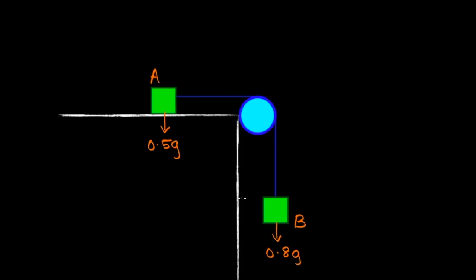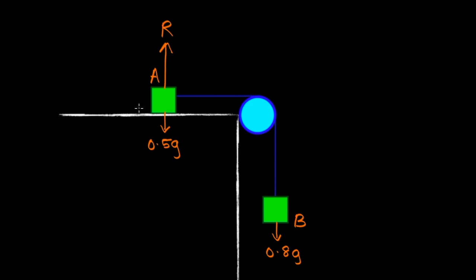We also have a contact force between block A and the table, and that contact force is called the normal reaction force, and it's perpendicular to the plane. And we'll denote it by the letter R. Perhaps in physics you've seen it denoted by the letter N. Let's say that the slope is rough, and so there is friction between block A and the plane.